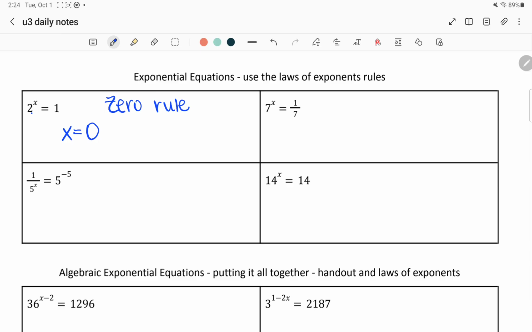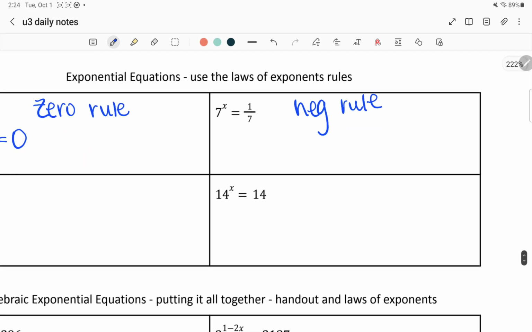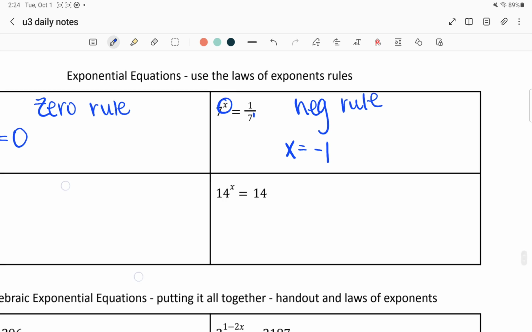7 to the x equals 1 over 7. Well, I know that the negative rule creates these fractions. And if I don't have an exponent here, I'm trying to zoom in a little bit. It's not letting me. That's a secret 1. So if I've got a fraction and I got 1 over 7, then that means that x would be negative 1, because with my negative rule, if I had a negative 1, that would be 1 over 7 to the 1st power.